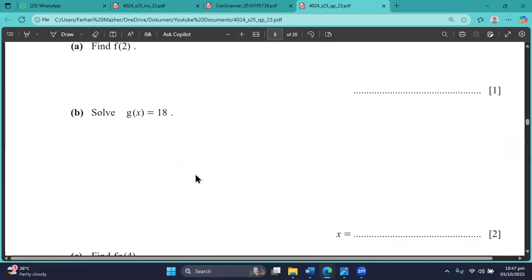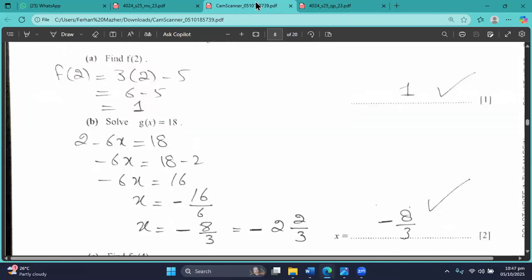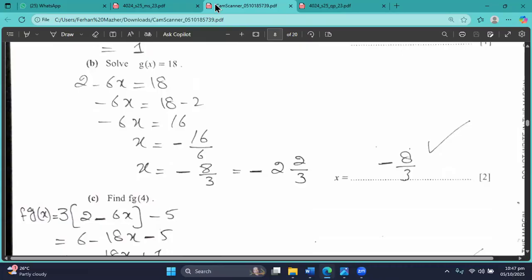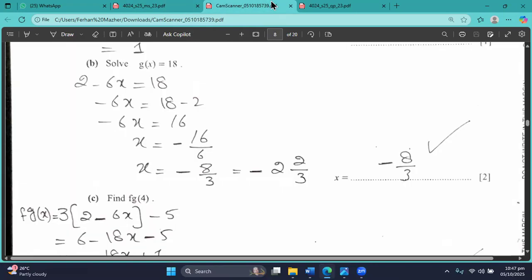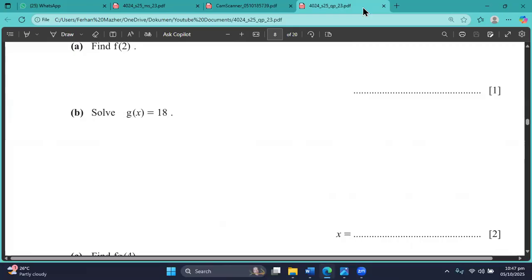And it's a 2 marks question. We know the formula for the g of x. So g of x is 2 minus 6x, and that is equal to 18. So minus 6x is equal to 18 minus 2. So minus 6x will be equal to 16. X will be equal to minus 16 by 6. X will be equal to minus, we have cancelled with the 2, so 8 by 3, and that will be equal to minus 2 whole 2 by 3, or you can say minus 8 by 3. Let's check. Minus 8 by 3 is the answer, sir. Our answer is right.